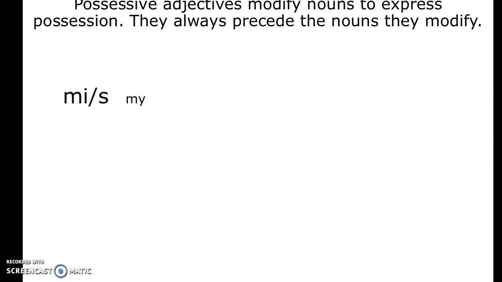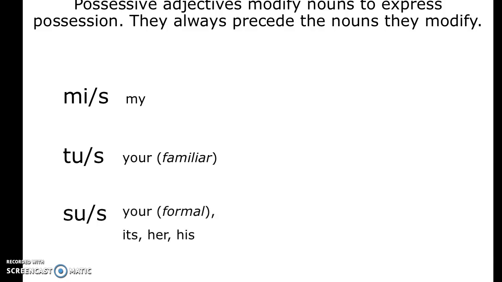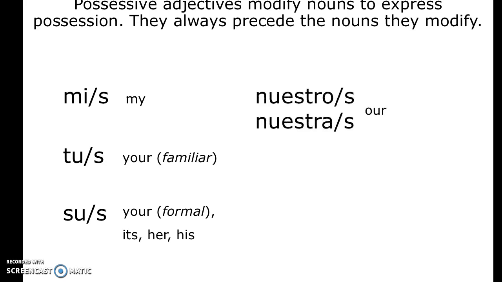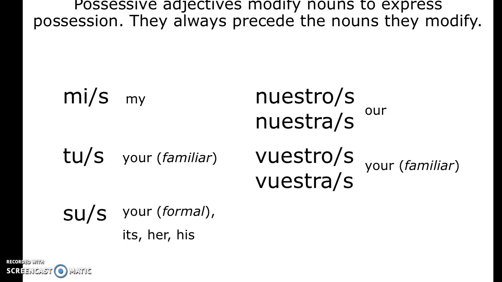So we actually have something different in Spanish. In Spanish, we don't just have one word that means my, we have two. We have mi and mis, okay? You're familiar, tu y tus. Then we have su y sus. Nuestro, nuestros, nuestra, nuestras. Don't worry about these forms. They correspond to vosotros, which we are not using. And then again, we have su and sus, right?